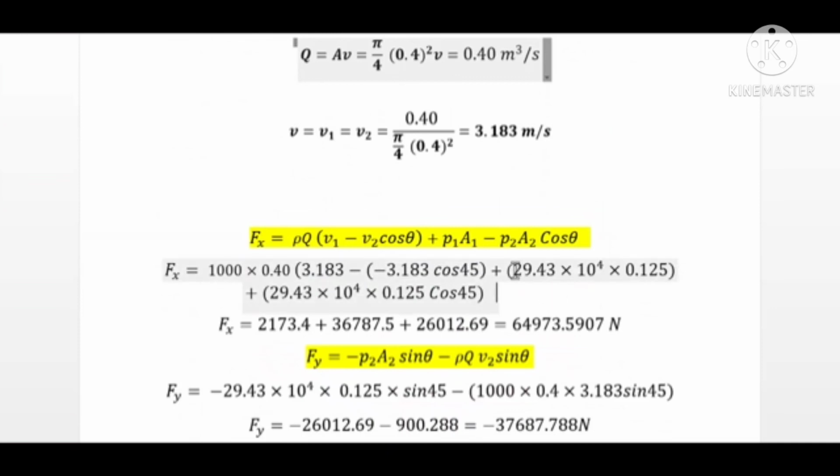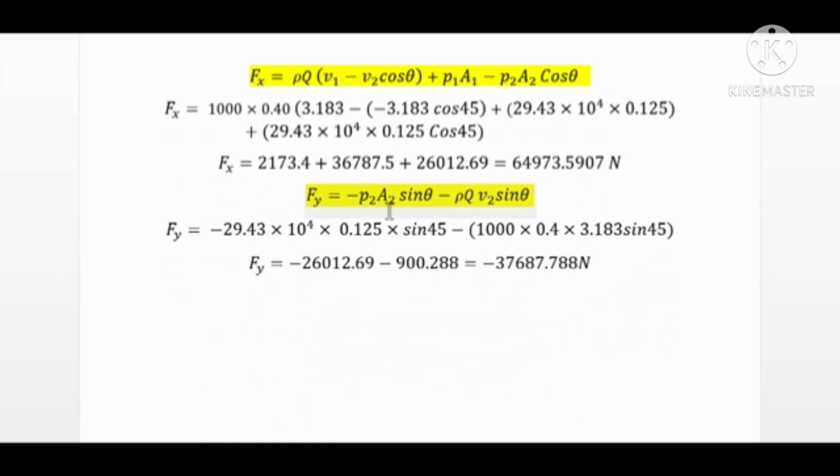Then P1 we know, A1 we have calculated as pi by 4, 0.4 square. That comes out to be 0.125. Please do check the calculations, I might be wrong. Then P2 we know, A2 we know, and cos theta we know. On substituting and simplifying, we find that Fx is equal to 64973.5907 newtons.